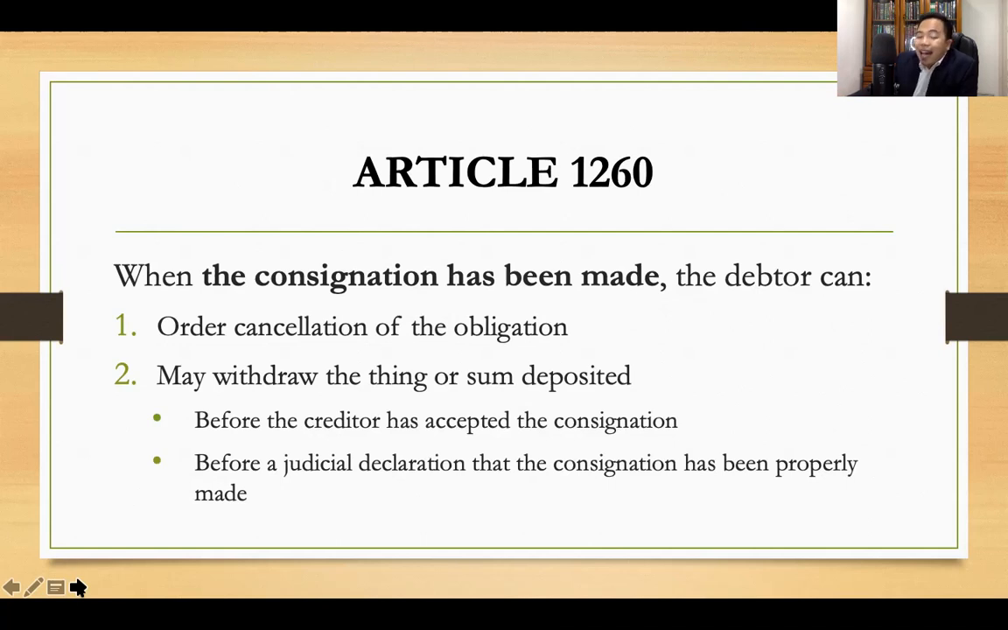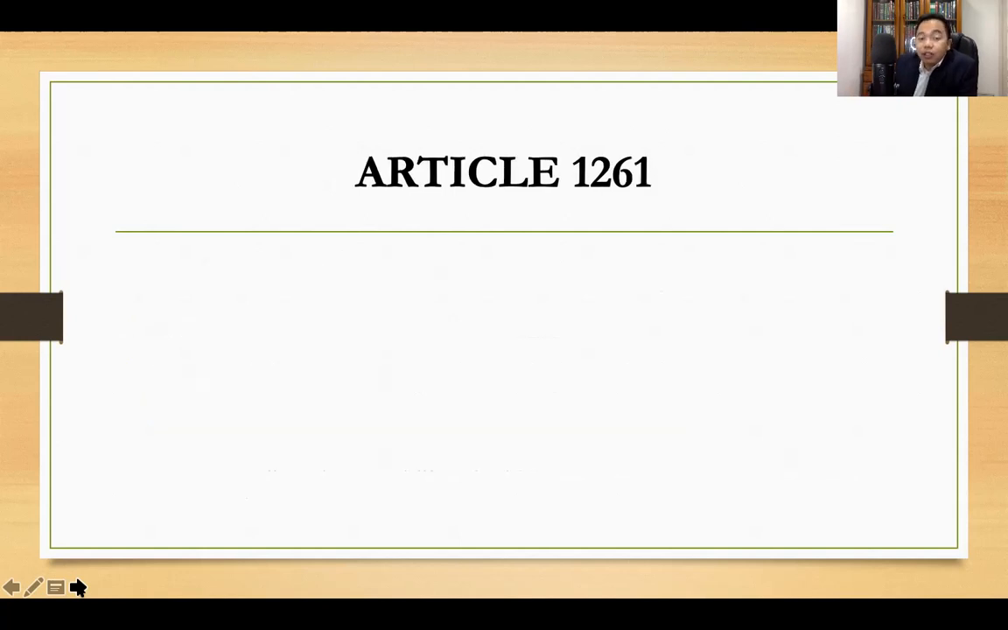Now, class, unless and until these two conditions are complied with, or either of them happens, the debtor can lawfully withdraw the thing deposited. For example, the creditor is yet to accept the consignation, then the debtor can withdraw the thing deposited. Or before a judicial declaration that consignation has been properly made, then the debtor can withdraw the thing deposited or the sum deposited.